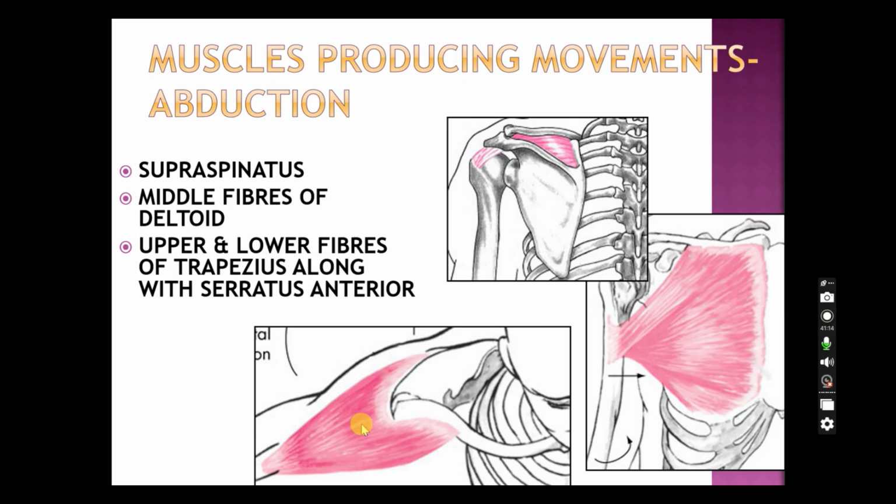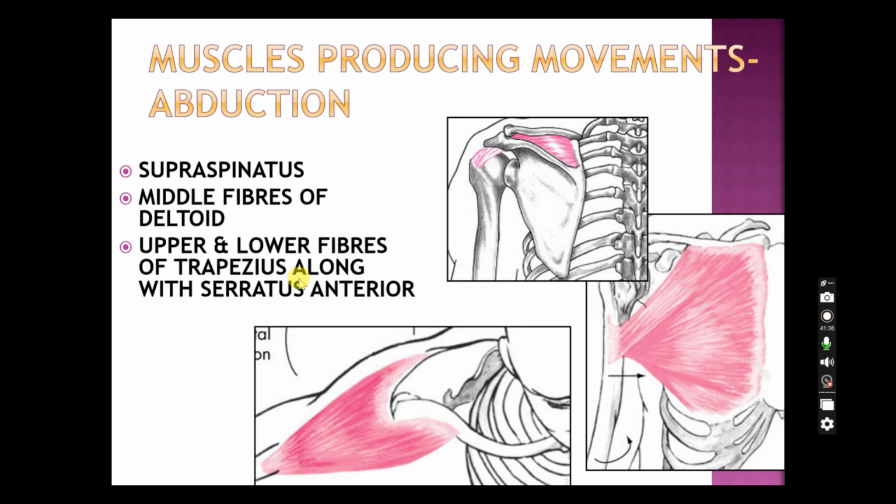Okay. Then from 90 to 180 degrees is done by the upper and lower fibers of the trapezius along with the serratus anterior. Remember here, these two, the serratus anterior and trapezius, are not acting on the shoulder joint.